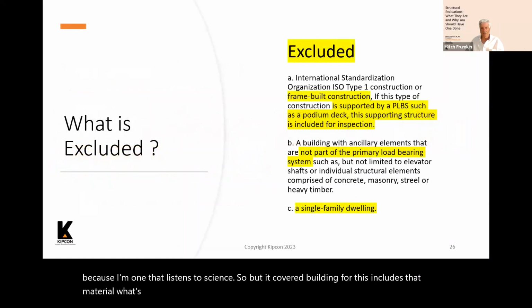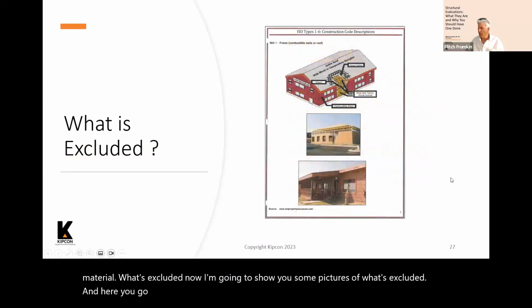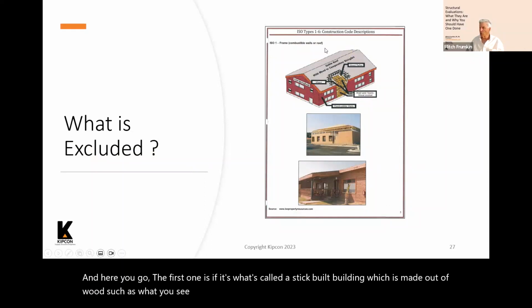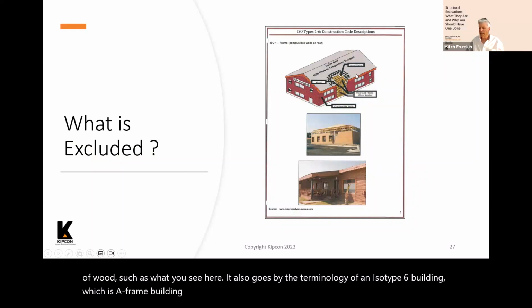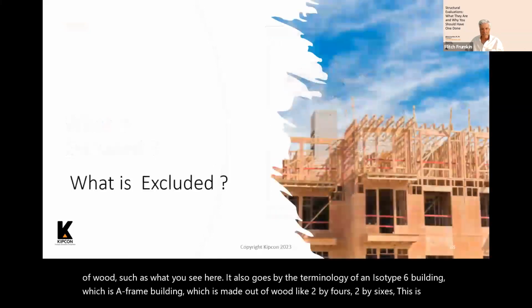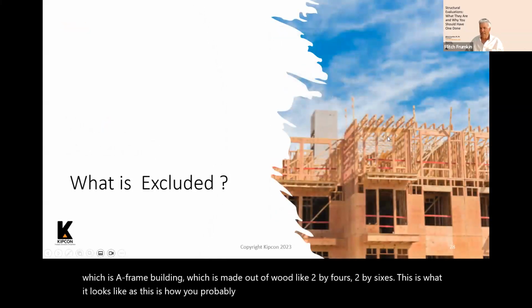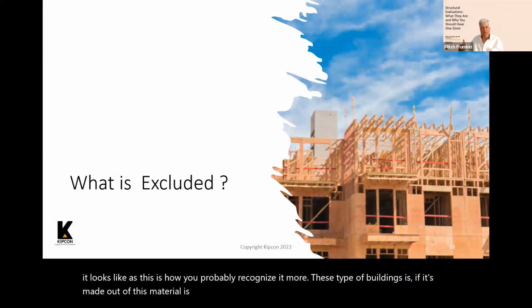What's excluded? Now I'm going to show you some pictures of what's excluded. And here you go. The first one is what's called a stick-built building, which is made out of wood, such as what you see here. It also goes by the terminology an ISO type 6 building, which is a frame building made out of wood, like 2x4s, 2x6s. This is what it looks like, this is how you probably recognize it more. These types of buildings, if made out of this material, are excluded. It's not heavy timber, it's stick frame, and it's not included.